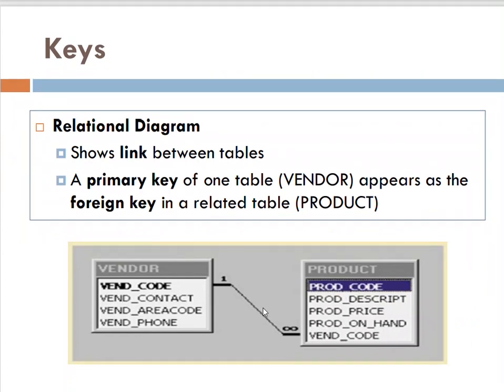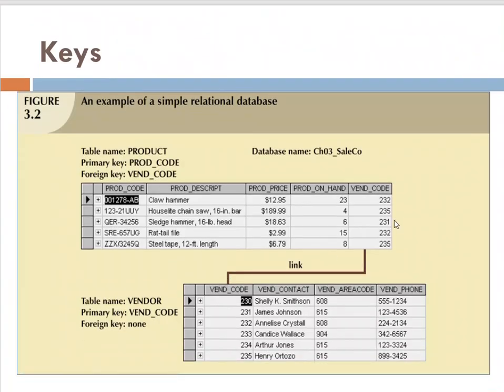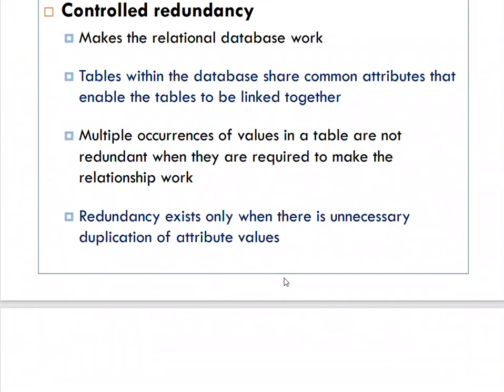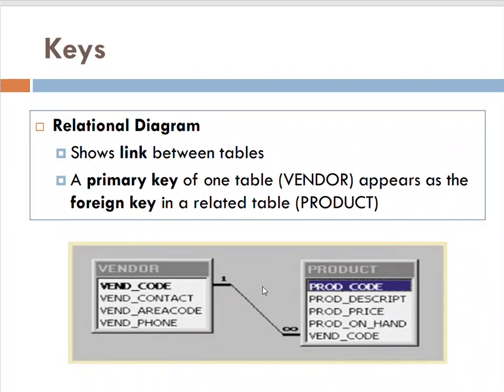Okay, satu vendor boleh menghasilkan banyak produk ataupun boleh supply banyak produk, tapi satu produk hanya di supplied by only one vendor. Sebab apa? Sebab bila you tengok table produk ni, satu produk code dia hanya ada satu vendor code. Tetapi satu vendor code boleh ada banyak product code. So that's how we have this relational diagram. One to many, one to infinity. This is a relational diagram, not ERD. So don't get confused between relational diagram and entity relationship diagram.